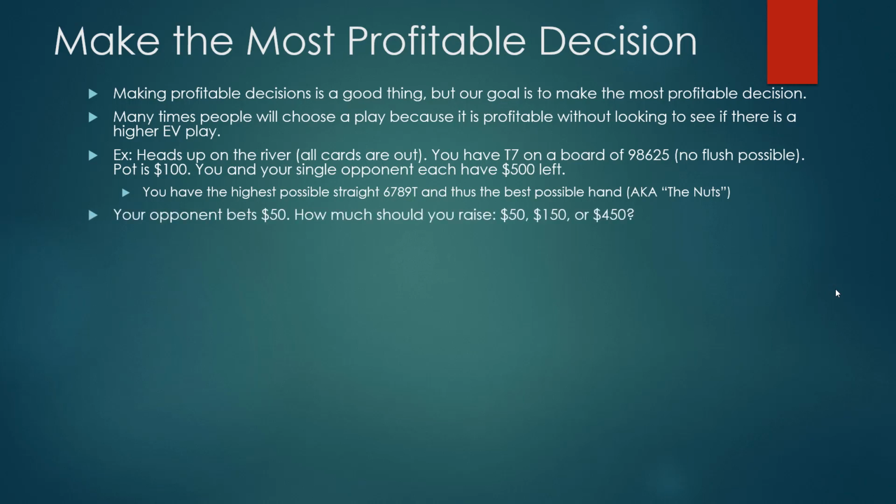So your opponent bets into you 50. You're like, hallelujah. He thinks he has something. I'm going to make some money, right? How much should you raise? You each have $500 behind. Do you raise 50? He bets 50, so you're like, I'm going to raise to 100. Do you raise 150 or do you raise 450? What's the right play? Even if you don't know poker, what do you think? So 150, why 150?